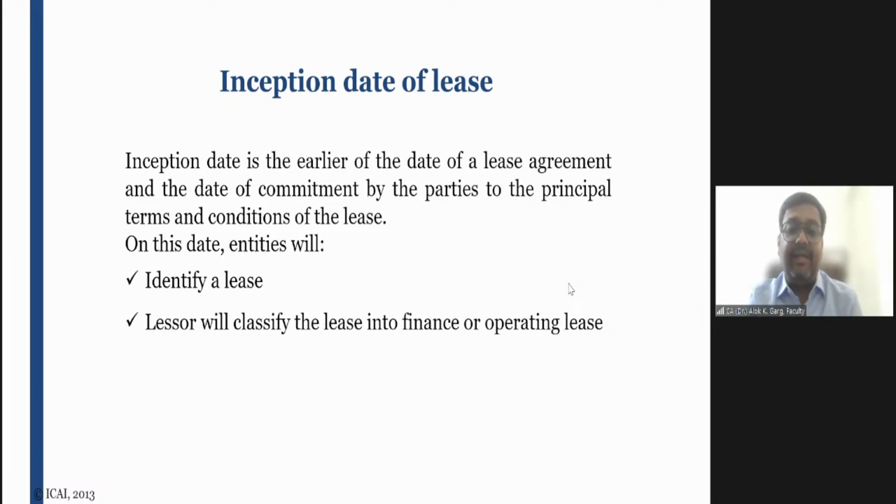Inception date is the date when the principal terms and conditions of the lease are agreed, right? Even if I had entered into a contract agreement with Hemant on 15th of February, that would be the inception date of the lease. I have not given him the asset, and the rental has not started. Even if he had given the security deposit to me, it is still not the commencement of the lease, it is the inception of the lease, right?